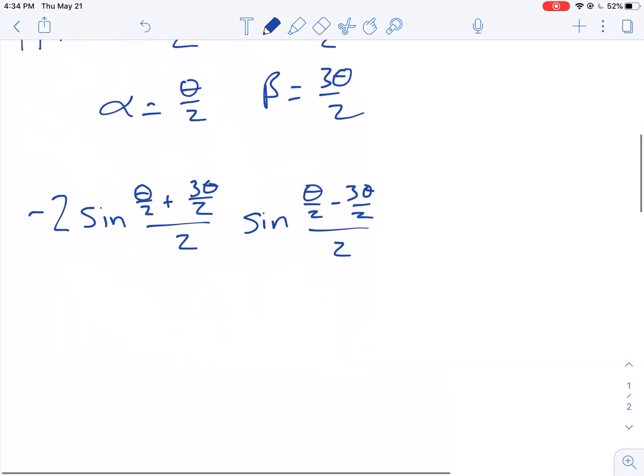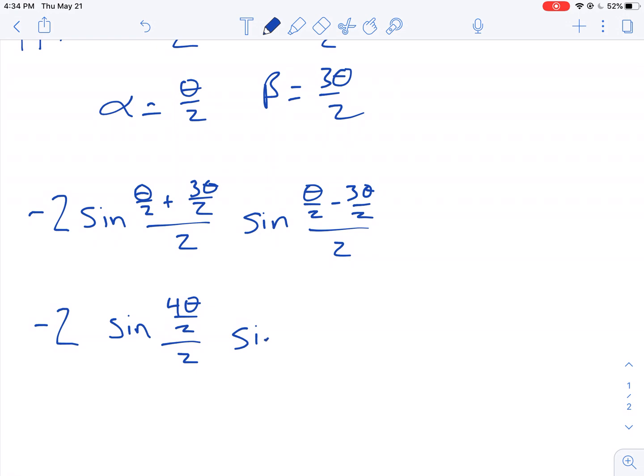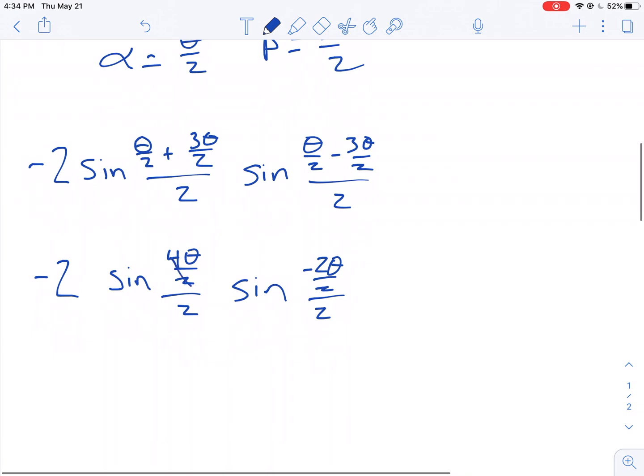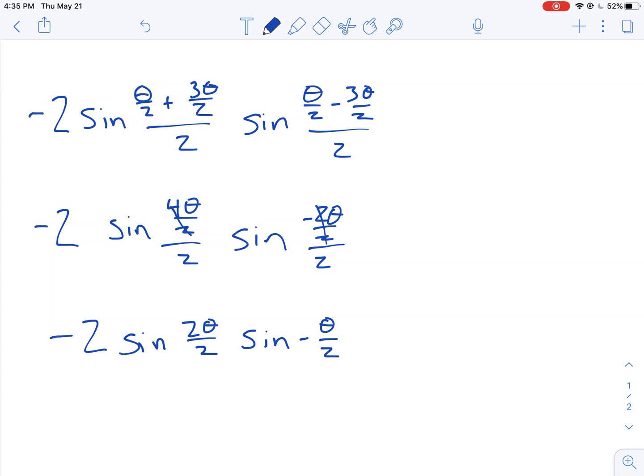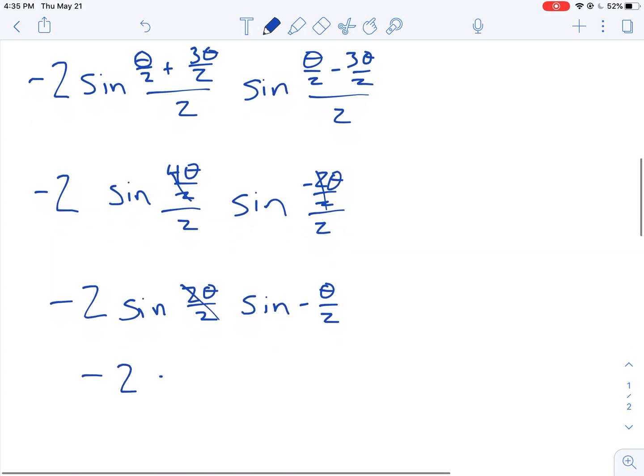I'll start simplifying. And we could do brackets around that, but we're not because it's all multiplication. -2 times the sine of 4 theta over 2 over 2 times the sine of -2 theta over 2 over 2. Reduce. -2 times the sine of 2 theta over 2 times the sine of negative theta over 2. This one reduces, the other one does not. This becomes -2 times the sine of theta times the sine of negative theta over 2.